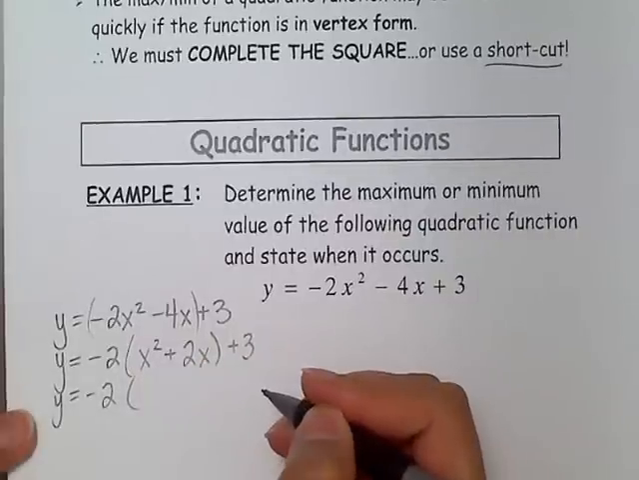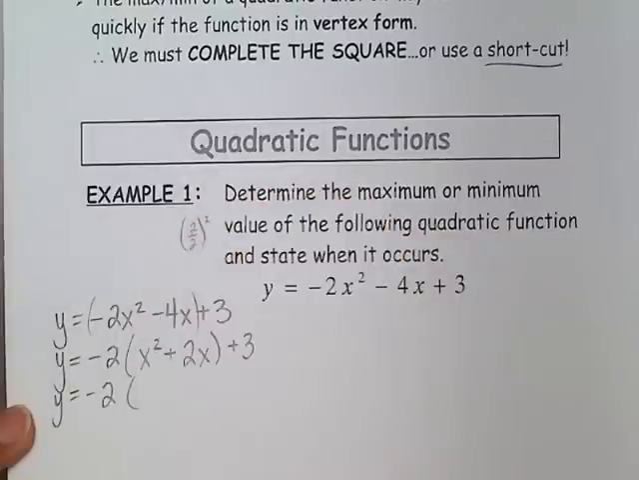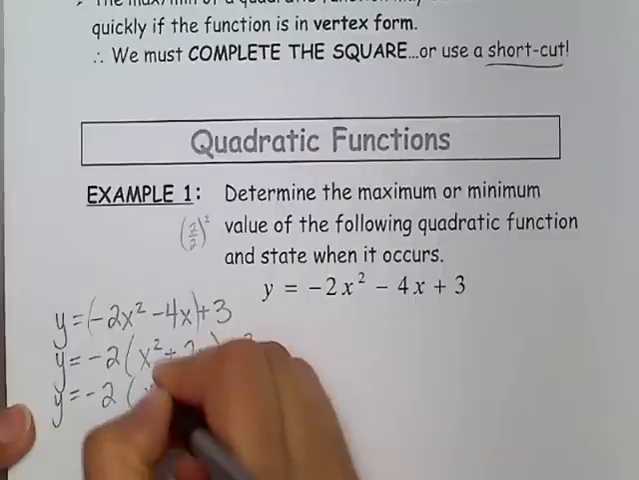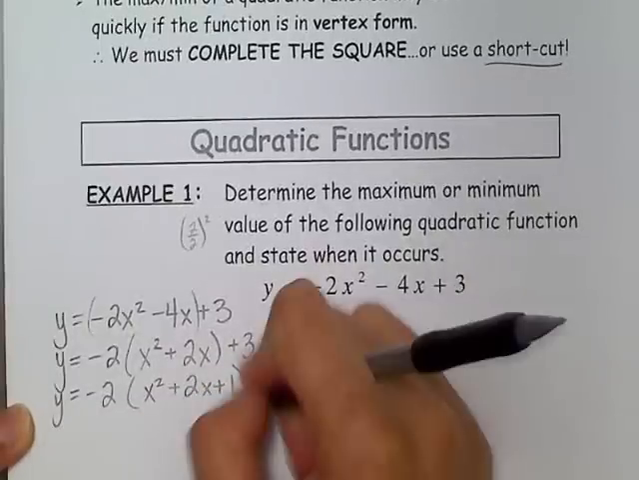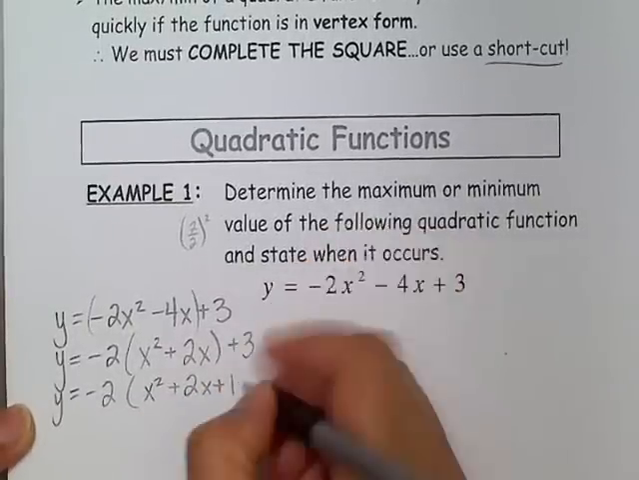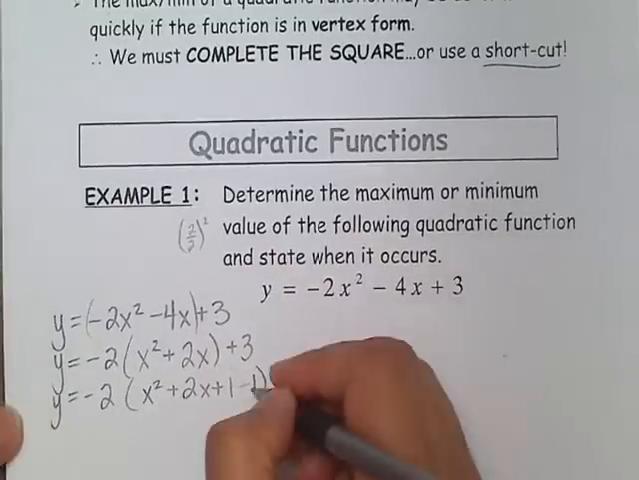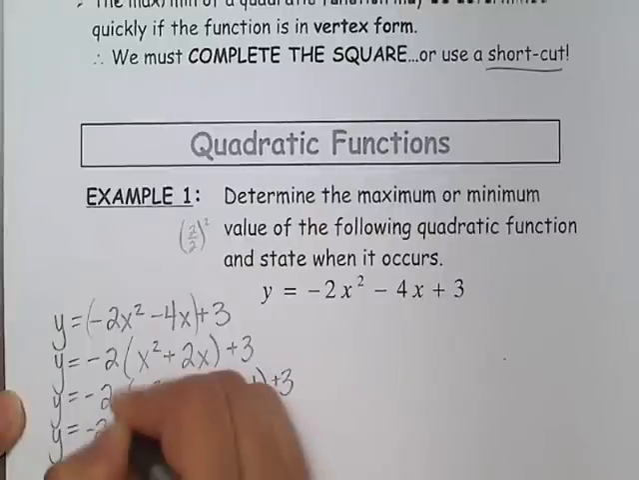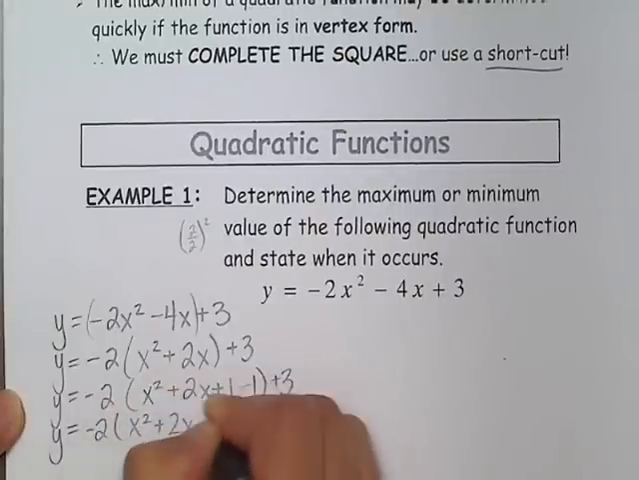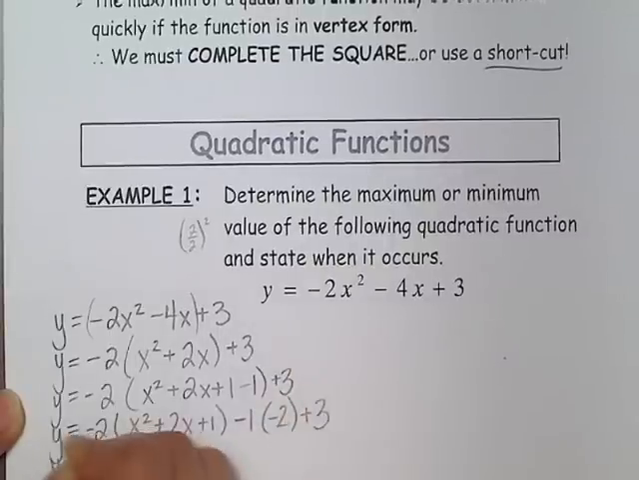And then I'm going to determine what the value is that would make the brackets a perfect square trinomial. So 2 divided by 2 squared is what I'm going to add and subtract. So 2 divided by 2 is 1. 1 squared is 1. So I have x squared plus 2x plus 1, minus 1, and then plus 3. And then I'm going to eliminate the negative 1. So I have x squared plus 2x plus 1 minus 1 times negative 2 plus 3.